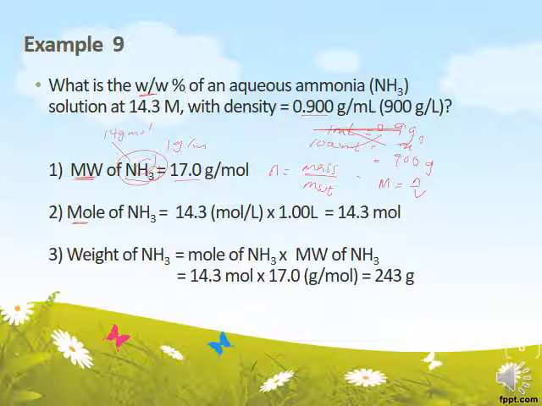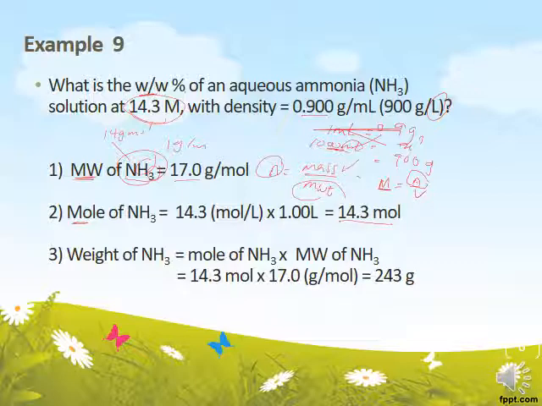Okay, to find mole, we have 14.3 molar here, molarity. So we need to find N. Molarity is given, and the volume here is in liter, so 1 liter. So the number of mole is 14.3 mole. We use number of mole here and molar mass, and we should be able to find mass.